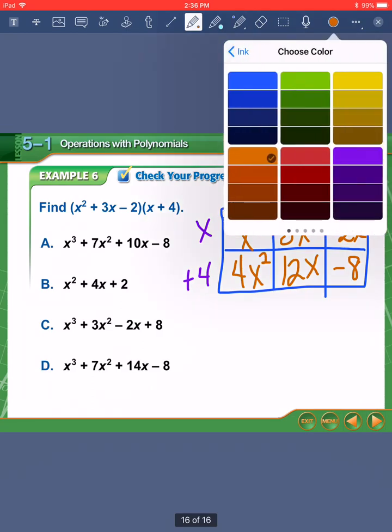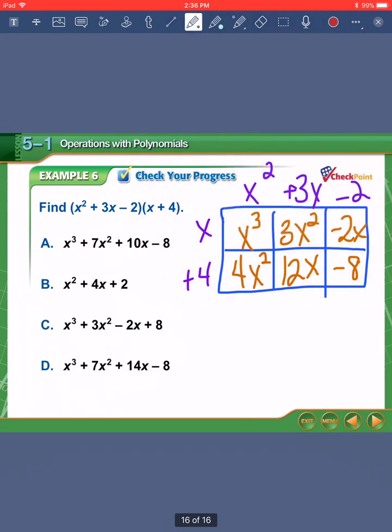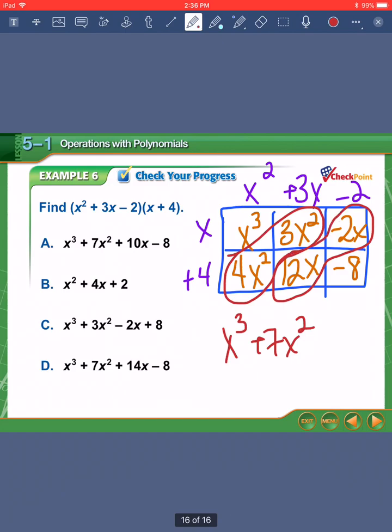And then my last step is I need to combine my like terms. So I don't have any other x cubes, so x cubed. I've got 4x squared and 3x squared, so plus 7x squared. I've got 12x and negative 2x giving us 10x, and then minus 8. So it's looking like answer choice A. And that is it for our operations of polynomials.